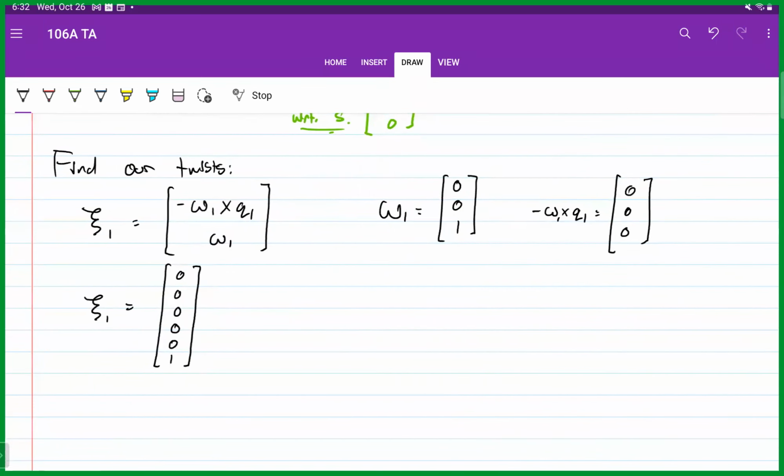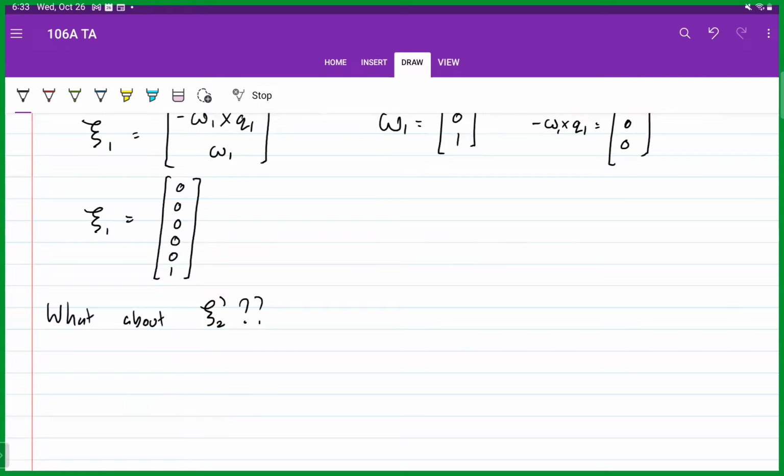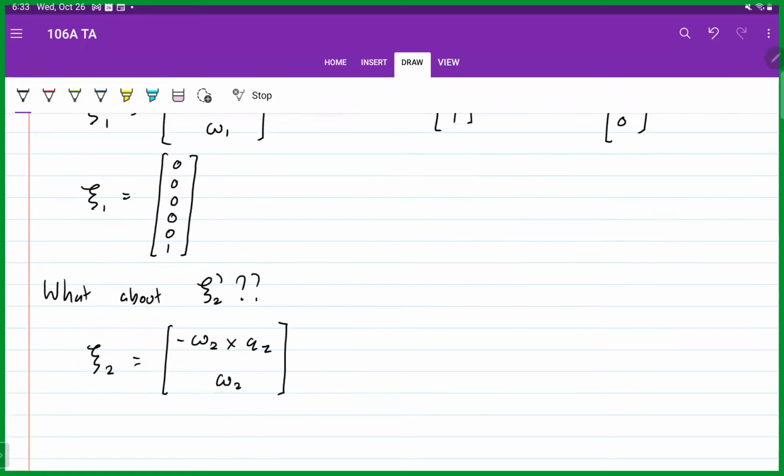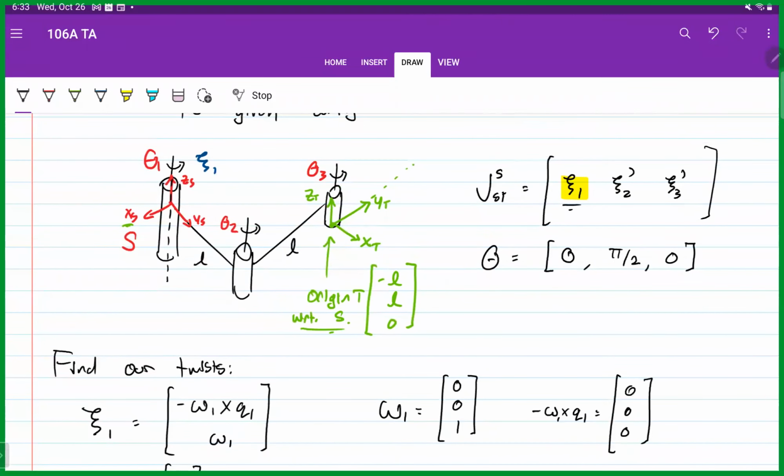All right, so what about Xi2 prime? Now we have the potential for this to get affected by our Xi1, right? But will it actually be in this case? Well, let's just find it in the reference configuration first, and we'll go from there. So once again, it's going to have the form negative omega 2 cross Q2, since it's a revolute joint, and then an omega 2 underneath. Okay. So how do we figure out what this thing is going to be?